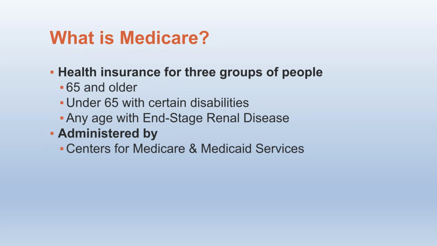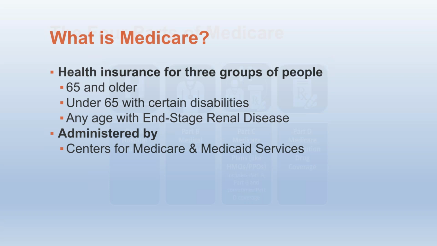Medicare is a health insurance program for three groups of people: age 65 and older, under 65 with certain disabilities, at any age with end-stage renal disease, and it is administered by the Centers for Medicare and Medicaid Services, or CMS. President Lyndon Johnson signed the Medicare and Medicaid program into law on July 30, 1965.